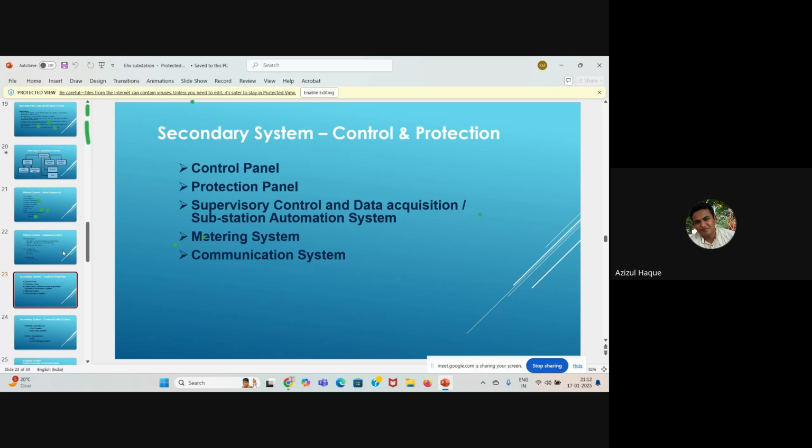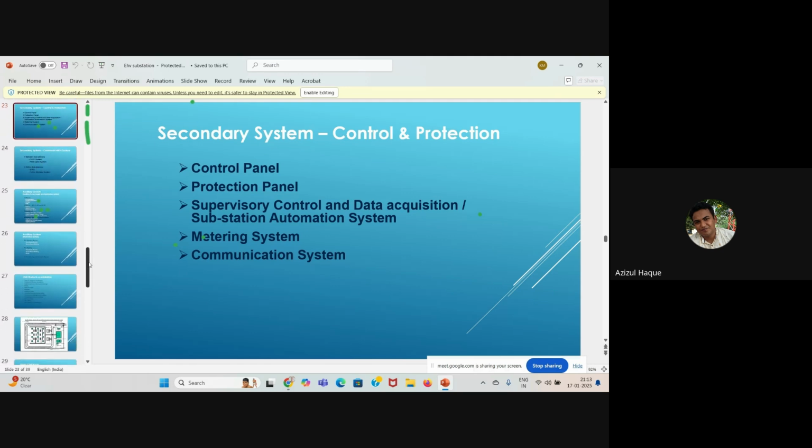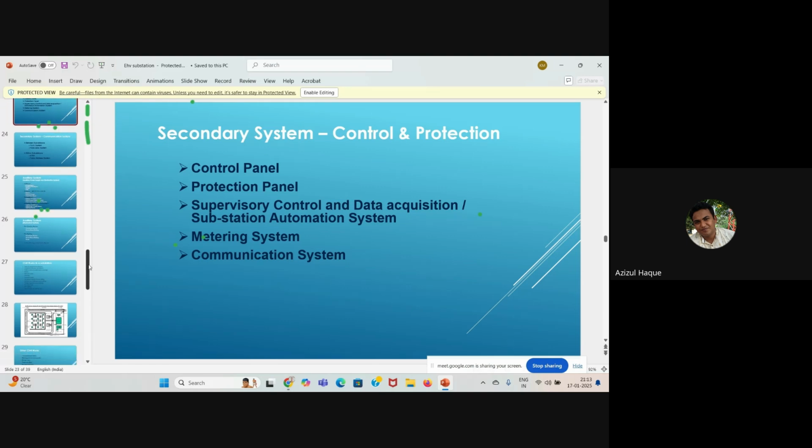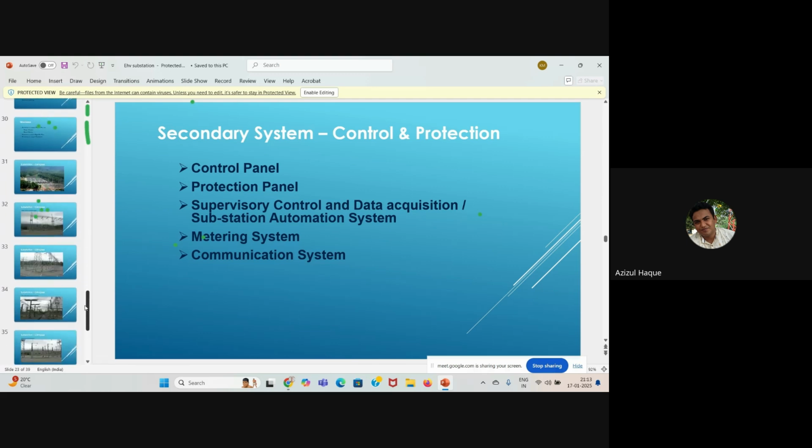This supervisory control SCADA system or substation SAS system is also used through software, that means without using the panels, from computer, from remote, you can operate this breaker and isolator. That is substation automation system. Metering system is required for how much power flow is taking place, energy. Communication system is used for two purposes. One is for protection purpose, another is for communication between substation, sending end and receiving end substation.